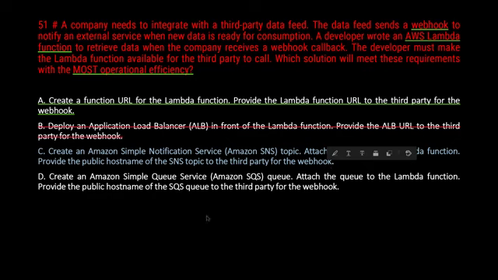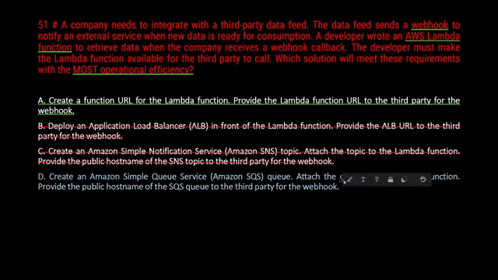This feature is not available. Create an SNS topic, attach the topic to the Lambda function, provide the host name of the SNS topic to the third party for the webhook. No. Again, I don't have to go through this, because the only feature for the webhook and calling the AWS Lambda function is available through the function URL. So whenever you see that, just go for that.